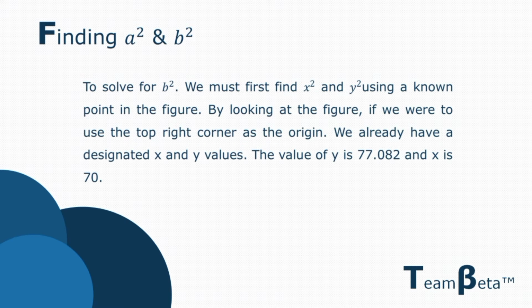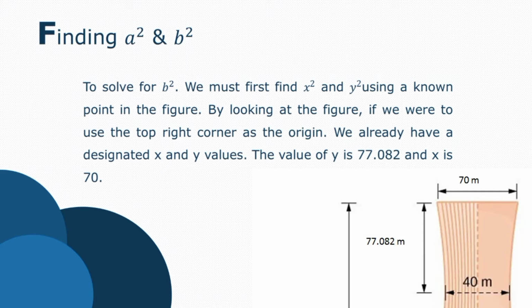To solve for b squared, we must first find x squared and y squared using known points in the illustration. By looking at the figure, if we were to use the top right corner or top left, we already have a designated x and y value. The value of y is 77.082 and x is 70.